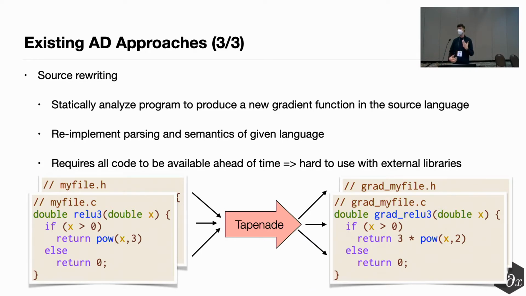However, it also comes at a burden because this tool has to re-implement the parsing and semantics of that given language. So if you have a new language feature or something else new that comes up, then the tool may not be able to handle it. Moreover, because it requires all of the code that you may want to differentiate to be available to produce the differentiable version of it, it makes it rather hard to use with external libraries.